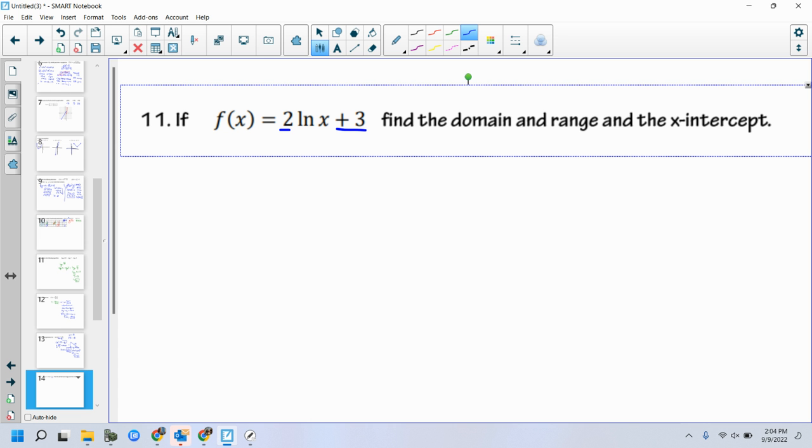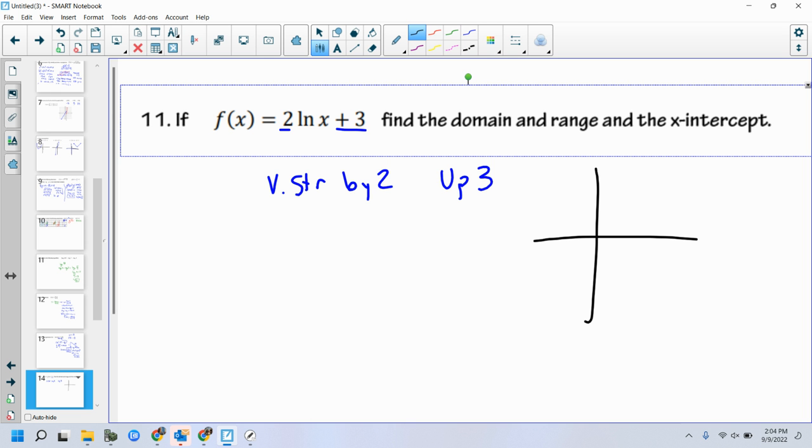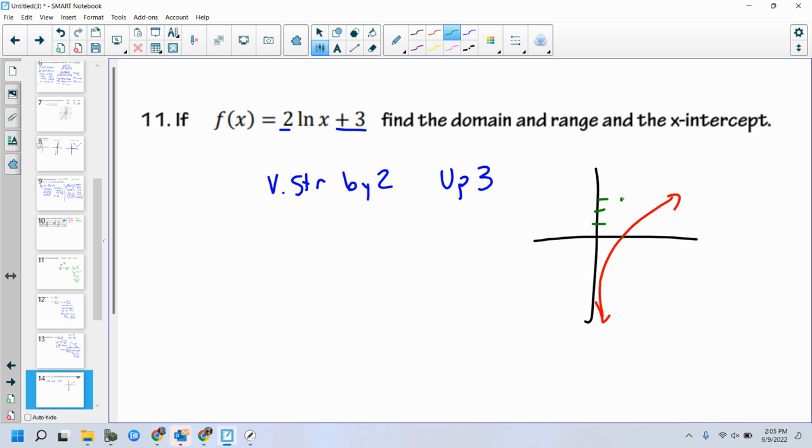What are the transformations happening here? This is a vertical stretch by 2, and then an up 3. Now think about it as ln of x. Just the parent ln of x, the natural log, looks like this. Maybe not so much curve on the bottom. But all I'm doing here is shifting it 3 units up. 1, 2, 3. And so this point goes to here, like that.